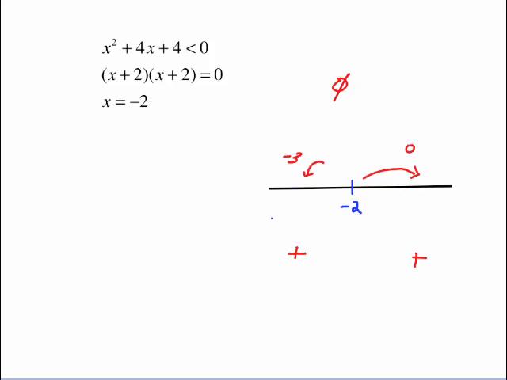If, however, it is less than or equal to, we do get one solution, and it's the point itself. So that only happens if you're dealing with your quadratic being a perfect square trinomial and you only get one point on the number line.